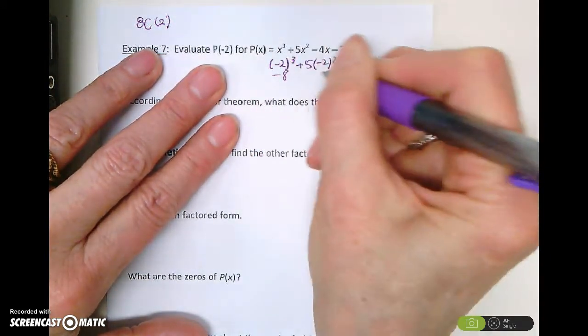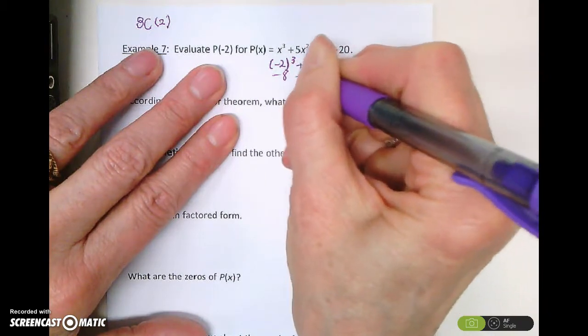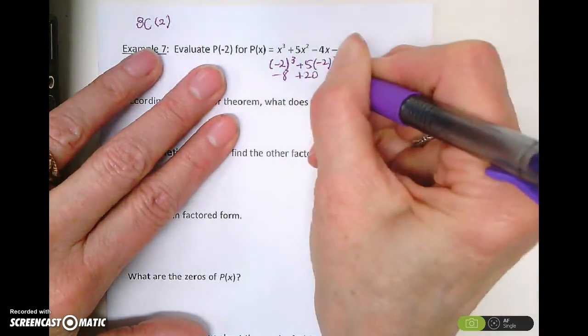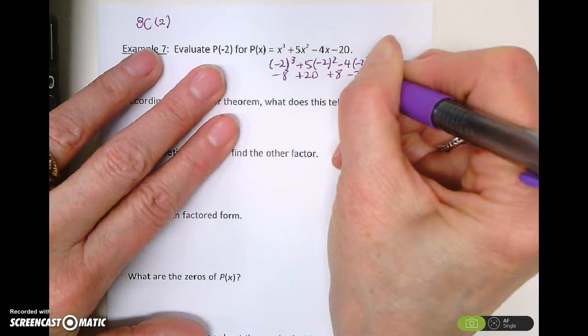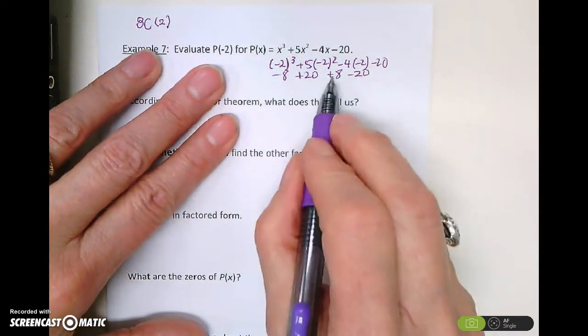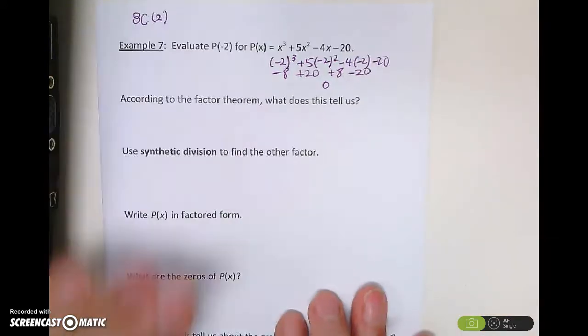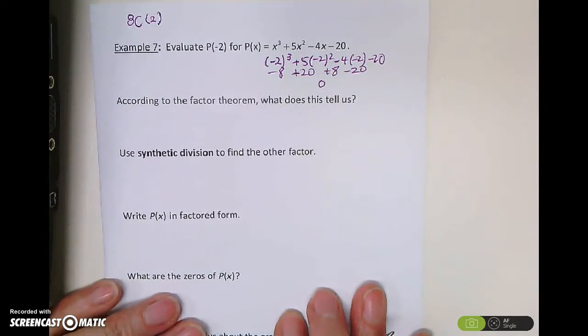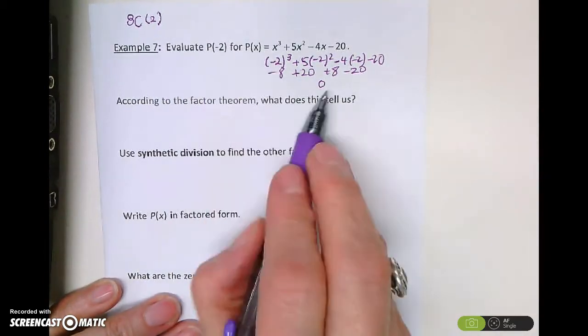So that's negative 8. That's 4 times 5. That's going to be plus 20 plus 8 and minus 20. Because you can see it, plus 20 minus 28, negative 8. This is going to come out to be 0. So when we plugged it in, we get a 0.